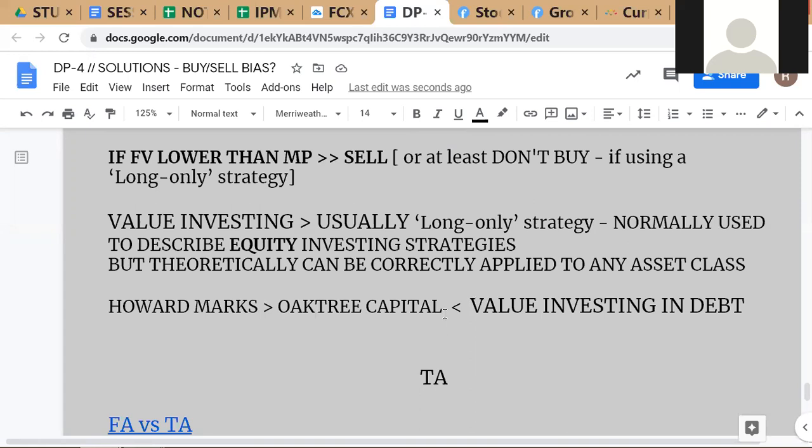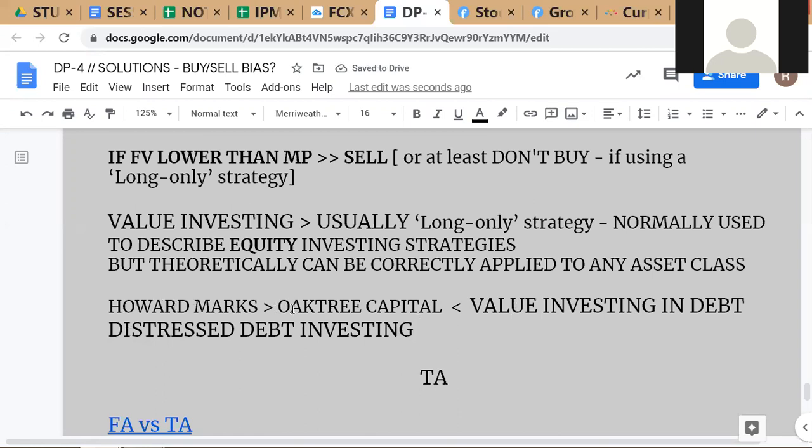Oak Tree Capital is the name of the firm. These guys are specialist debt investors. They would refer to it as credit investing, because they're exploiting the credit risk and the pricing of credit risk. So they are also sometimes called distressed debt investors. This is another way of describing his investing style.